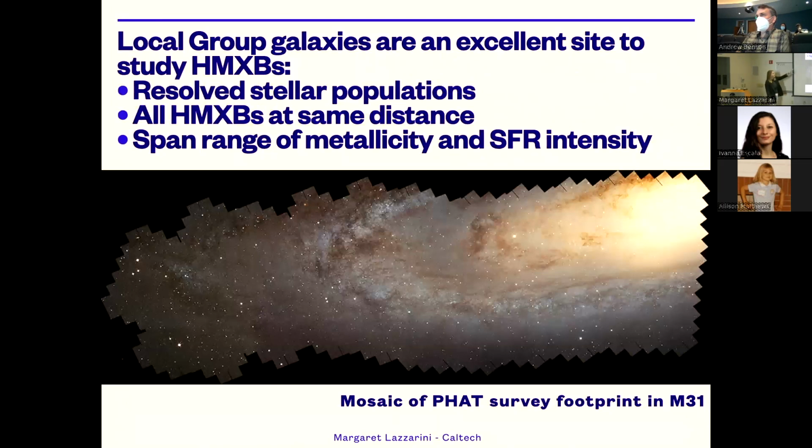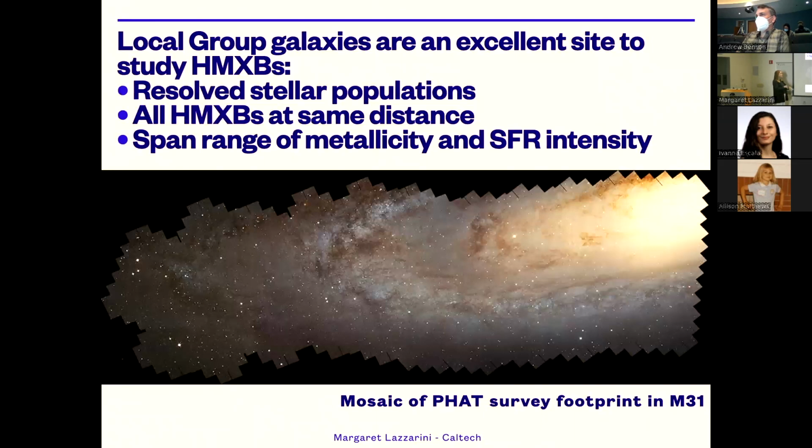This is a mosaic of M31 produced from that HST data from the PHAT survey. And not only does the resolved stellar populations data produce so much information about these systems, but compared to Milky Way studies, we can actually see all these HMXBs at the same distance. In galactic studies, there's often some uncertainty with dust along the line of sight for the exact distance to these systems.